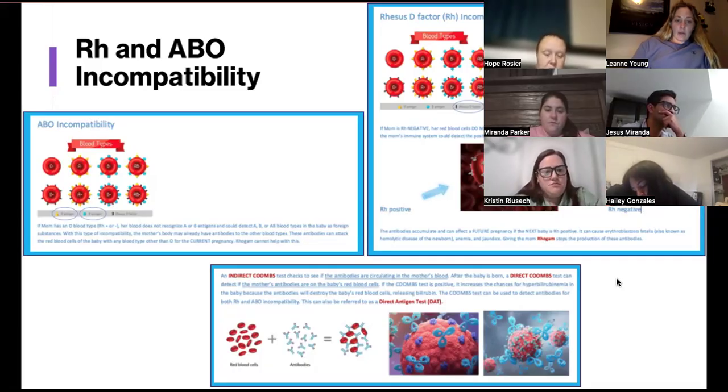This is because those antibodies are going to destroy the baby's red blood cells and release bilirubin into the bloodstream. That bilirubin is going to build up in the baby's bloodstream and cause the baby to look jaundiced, and then we're going to have hyperbilirubinemia.